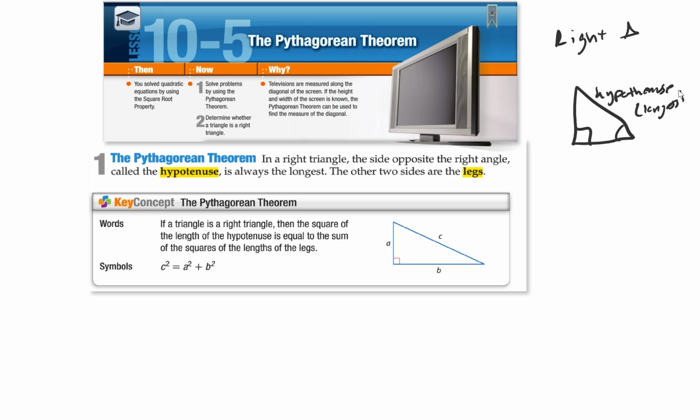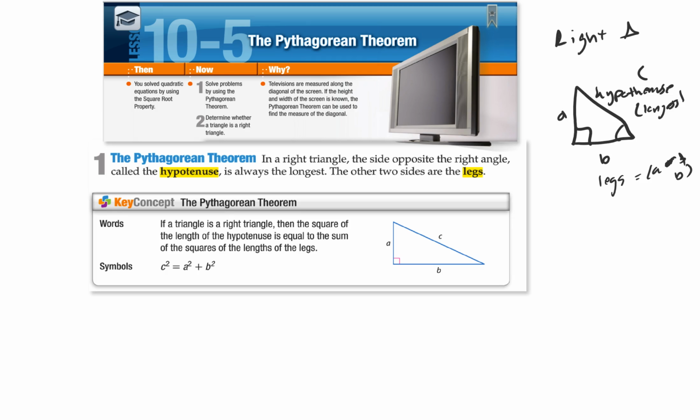We always label the hypotenuse C. Always. So the hypotenuse is always C. These two sides, the legs, don't matter. One of them is A, one of them is B, it doesn't matter. BA, AB does not matter at all. So they're called the legs, A and B. Again, it does not matter which one's first. So that's a right triangle.